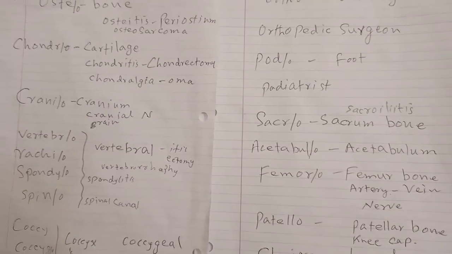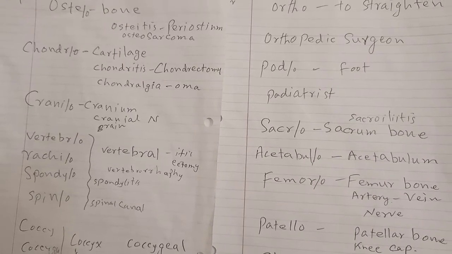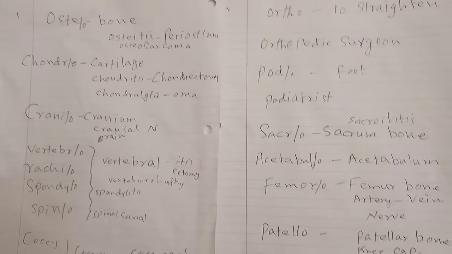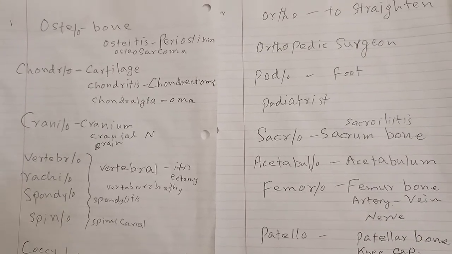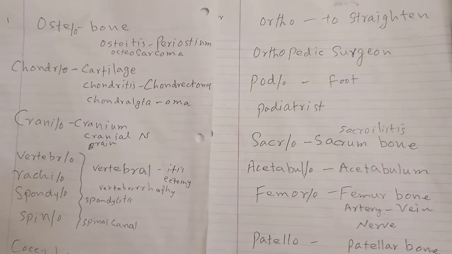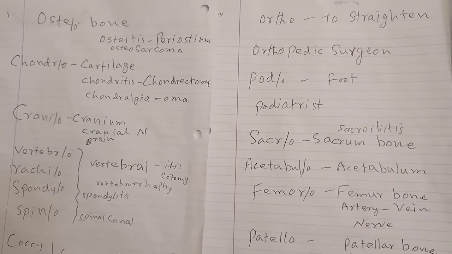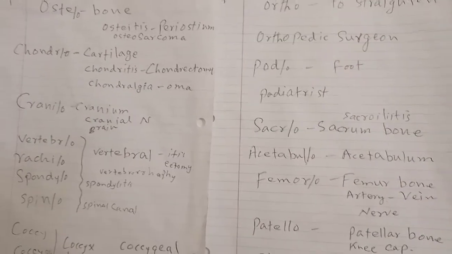Cartilage is connective tissue like bone, but bone is inflexible and this is flexible. A classical example of cartilage, chondr, is the exterior ear, which is known as pinna, and the septum of the nose.